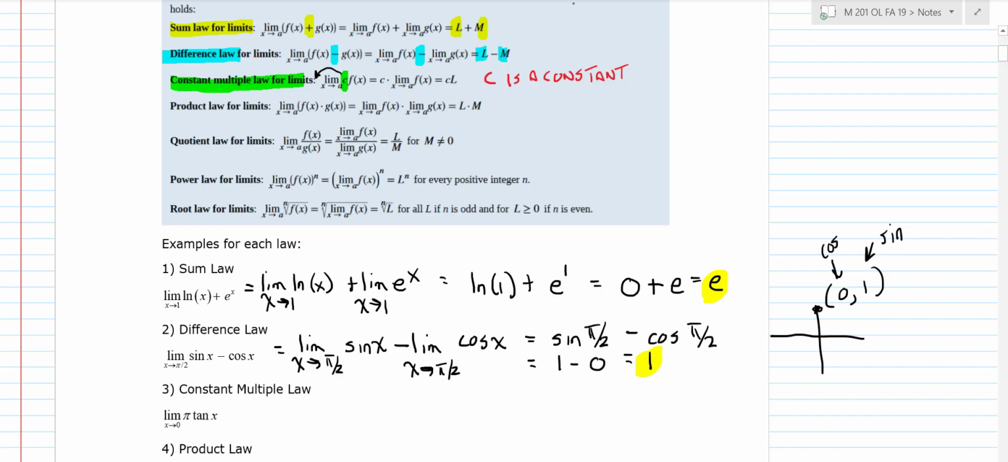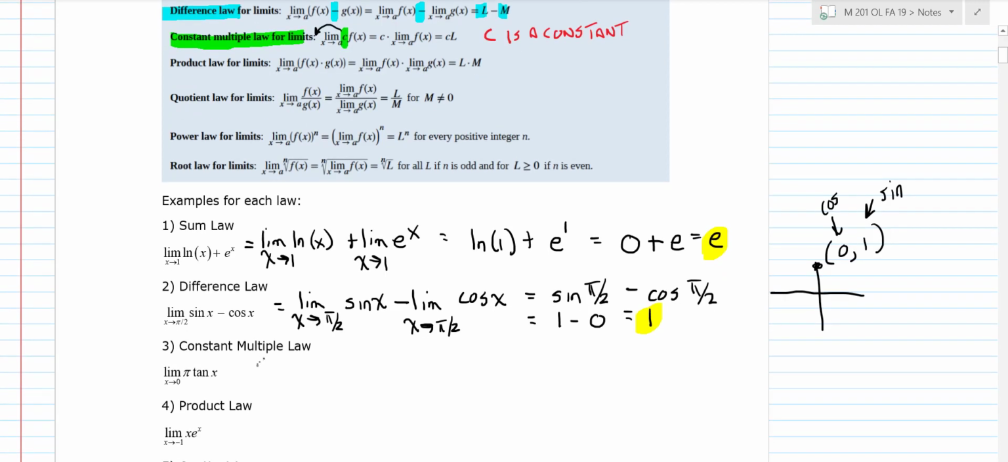Let's take a look at this example down here. In this one, pi is a constant, and it's multiplied by the tangent. So that would come out. You would write this as pi times the limit as x approaches 0 of tangent x. Then you evaluate the limit. So you'd have pi times tangent of 0.